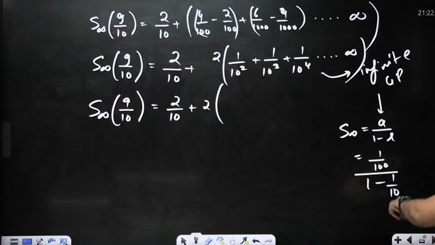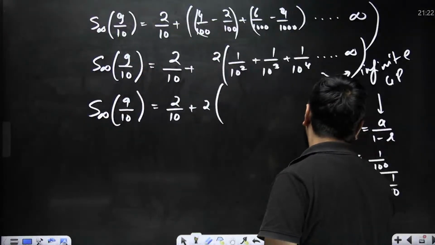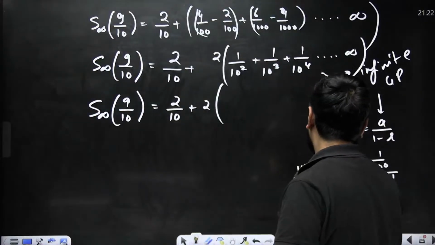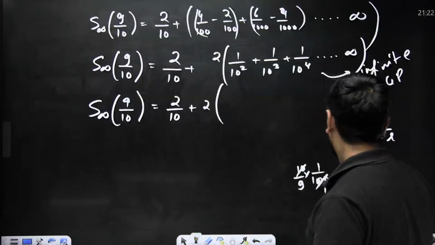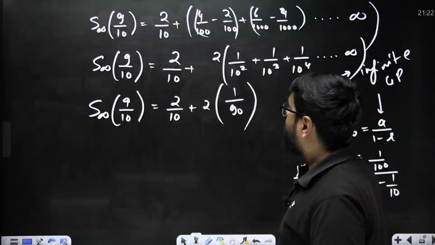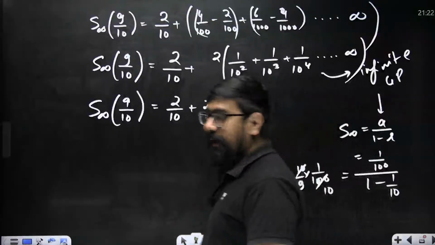Okay. So this is going to become 9 by 10, 1 by 100 upon 1 by 100 into 10 by 9, 1 by 90. This has just come as 1 by 90. Sorted. You have the formula, right? How easy is this?